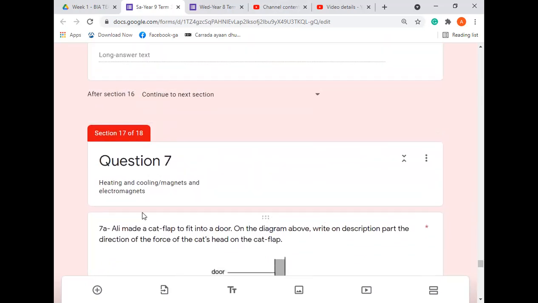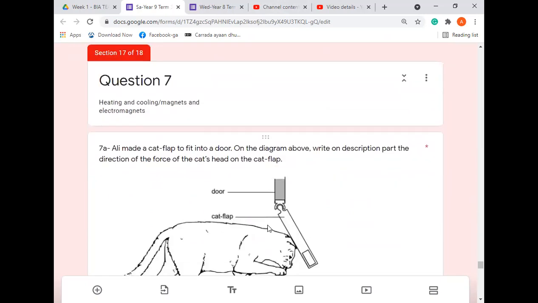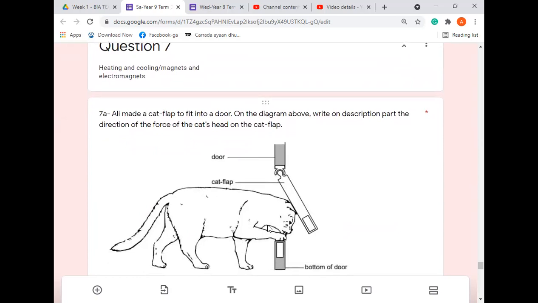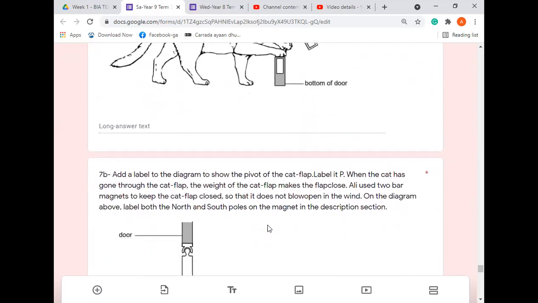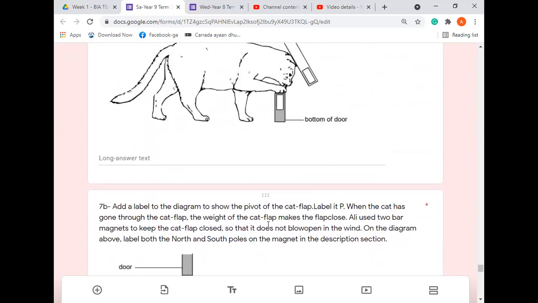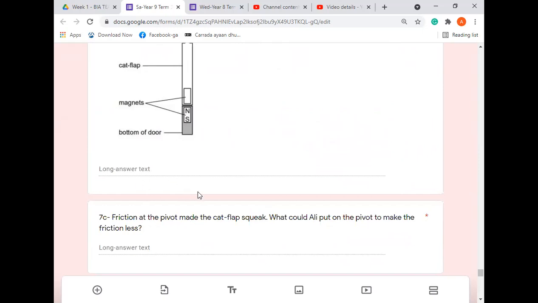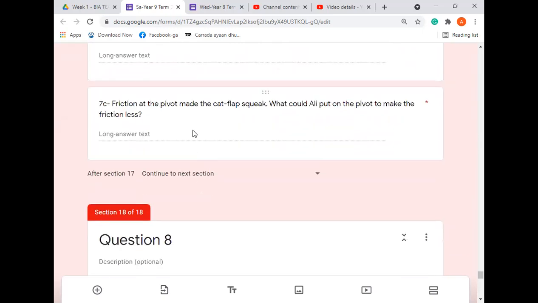Ali made a cat flap to fit into a door, on the diagram above. Write a description of the direction of the force of the cat's head on the cat flap. So you just need to write the direction. It's going to the magnet. Here you need to label that magnet, and then write the answer here. Friction at the hinge made the cat flap squeak. What could Ali put on the hinge to make the friction less?